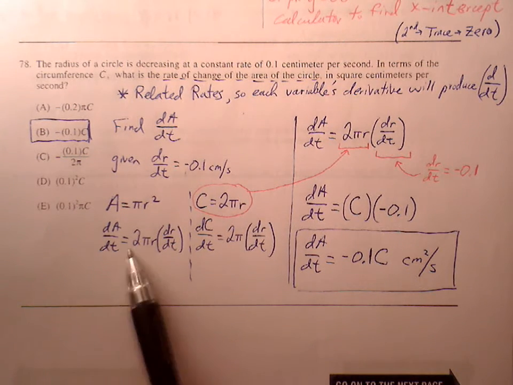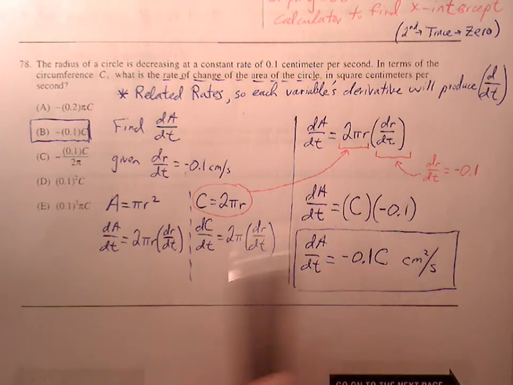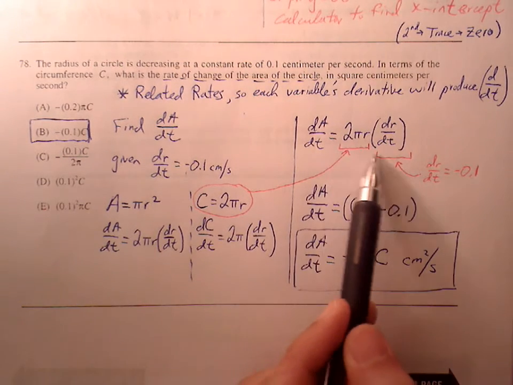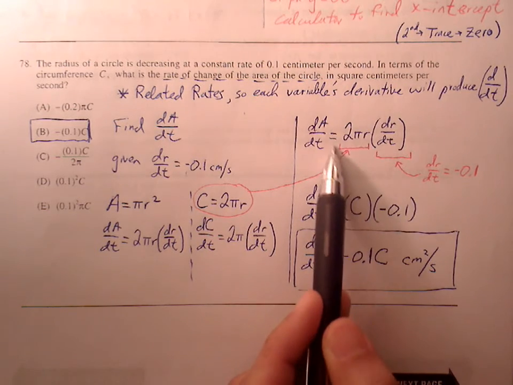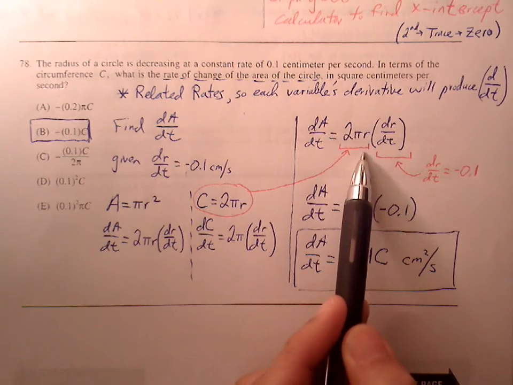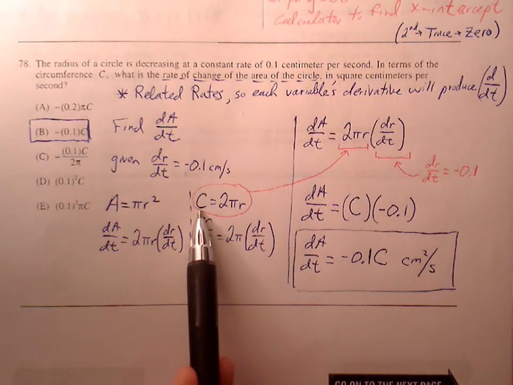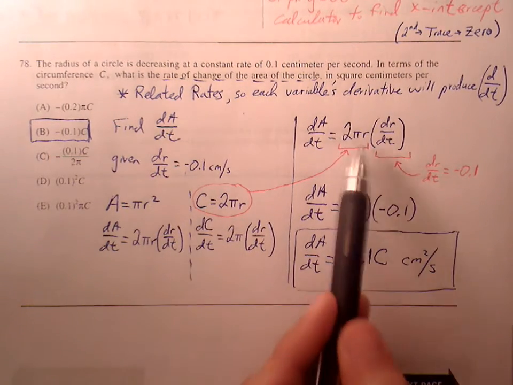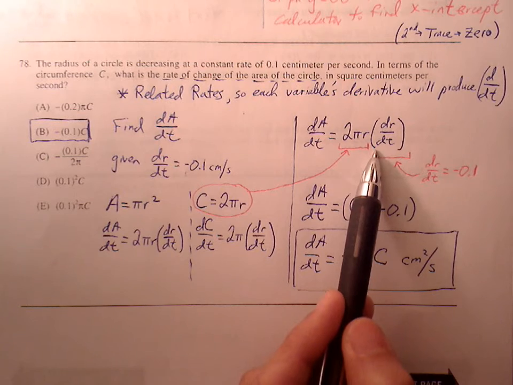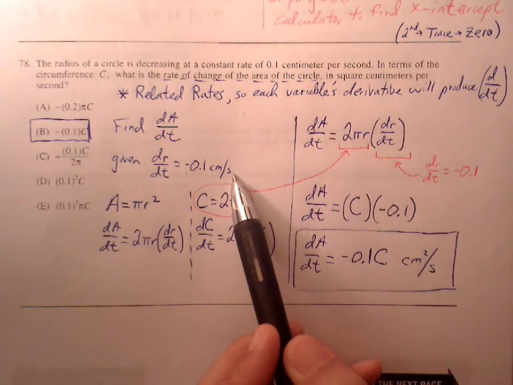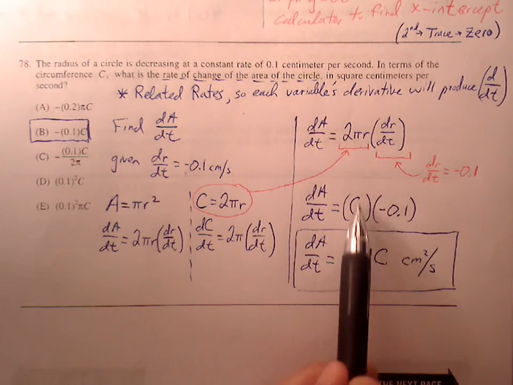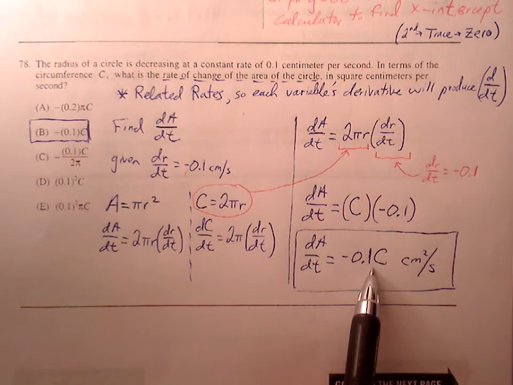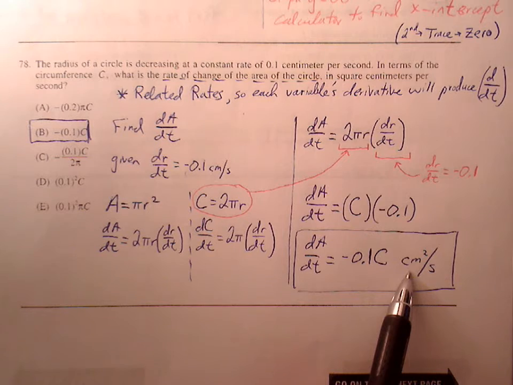So we're trying to find dA/dt, so I'm going to put dA/dt and see what I can replace. We want to represent this in terms of C, and 2 pi r is the circumference formula, so we can replace 2 pi r with C. And then dr/dt is a given value that we indicated as negative 0.1. So we have C times negative 0.1, which gives us negative 0.1C. The rate of change of area with respect to time is in square centimeters per second.